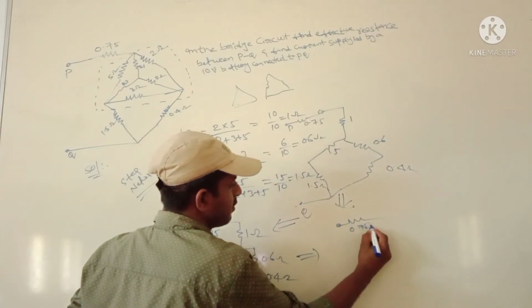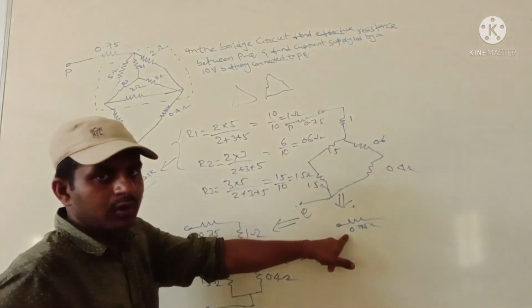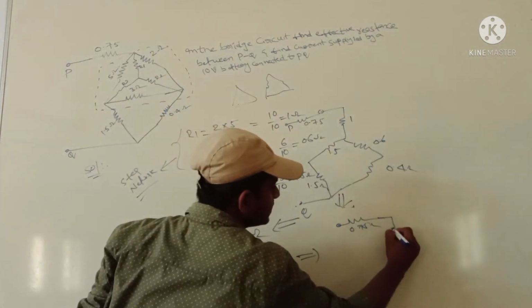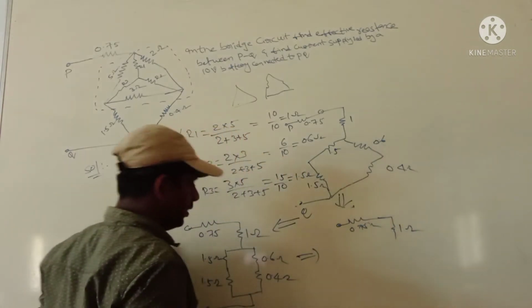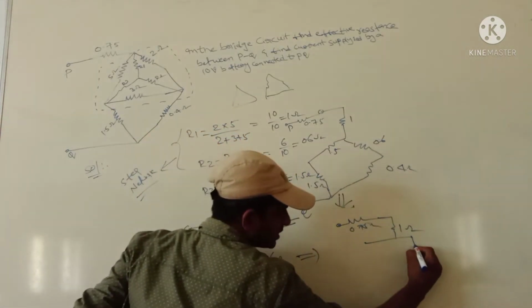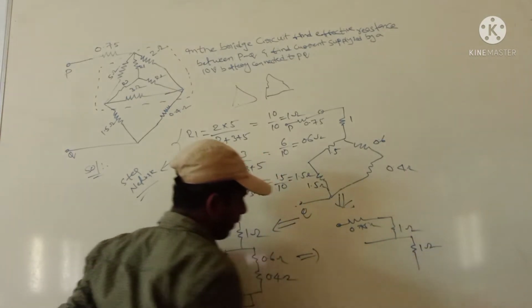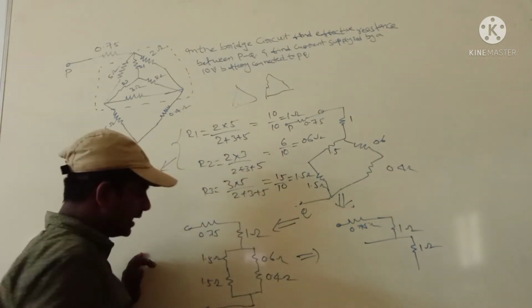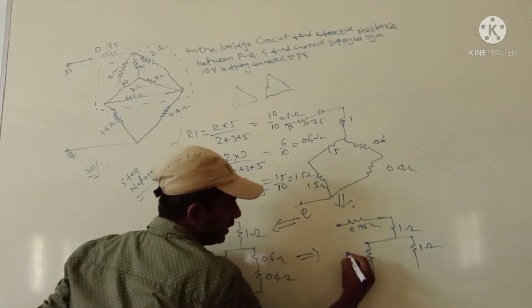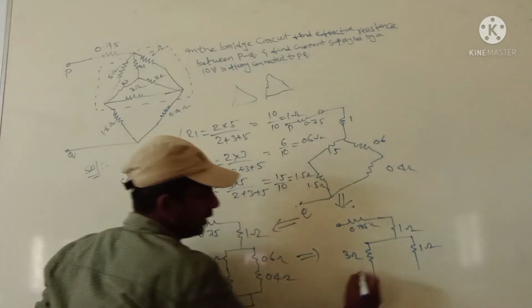So further we have to get it like this: 0.75 ohms, 0.75 ohms, and again in series with the 1 ohm resistance. Here both 0.6 and 0.4 give 1 ohm. Why? Because both are connected in series. Here also 1.5 and 1.5 are two in series. So finally we get 3 ohms.